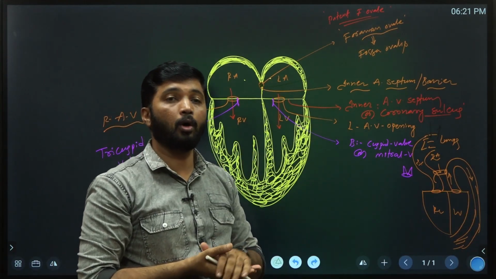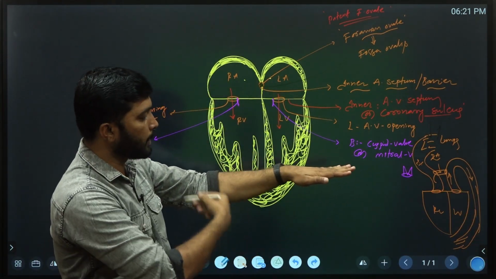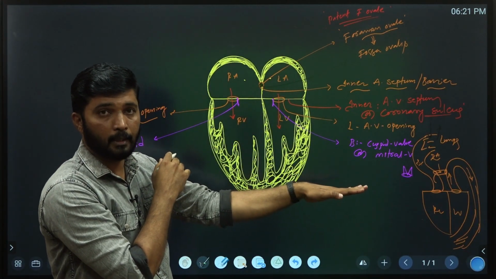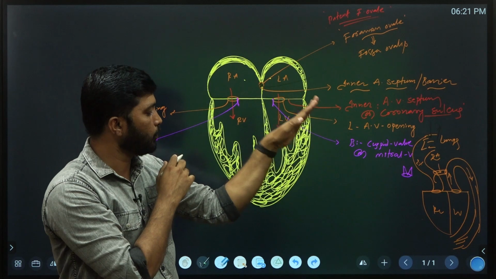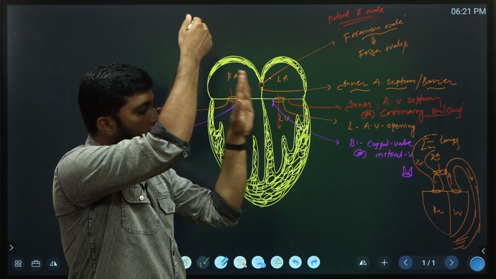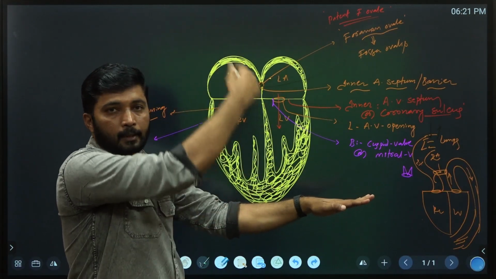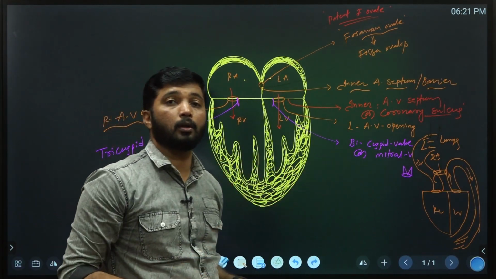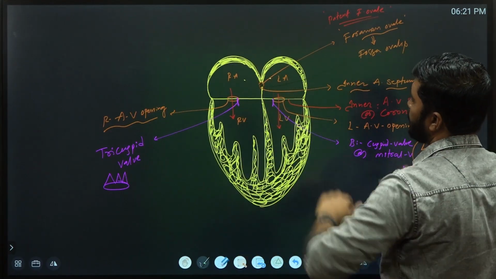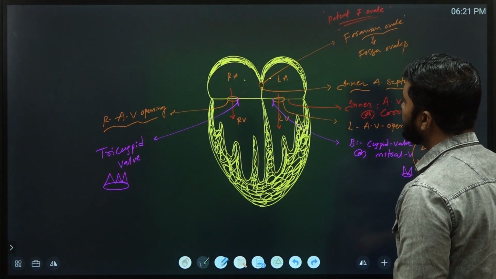That is a valve. It opens like a door, only to one side like this. So blood moves, then the valve closes, and there is no back flow. That is a valve preventing backflow. So these are the atrial openings with valves.